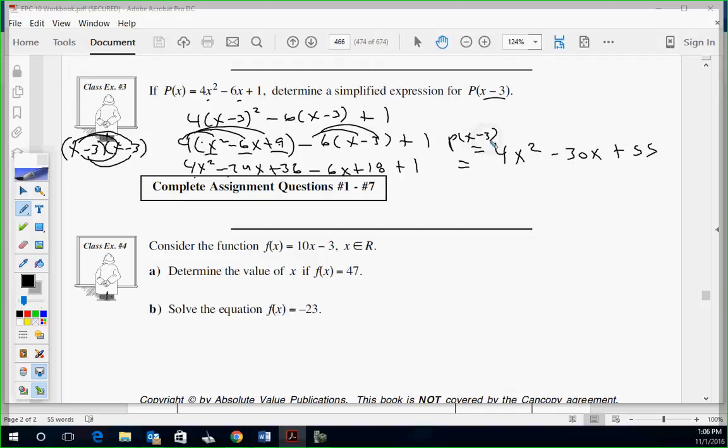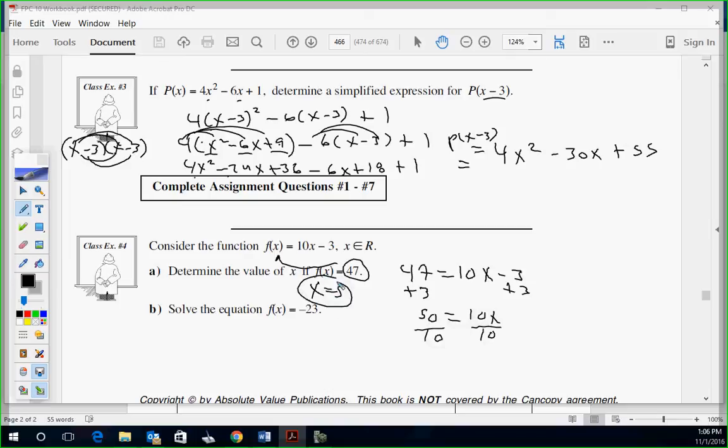Okay, so now we're going a little backwards. So here's your function. It's 10x minus 3. Determine the value of x when your f of x equals 47. What that really means to us is y is 47. So we have to work backwards. We take this and we put it right there. We know f of x is 47, so where there's an f of x, we put a 47, and then we just solve using algebra. Add 3, divide by 10. So x would be 5 here. When x is 5, f of x is 47.